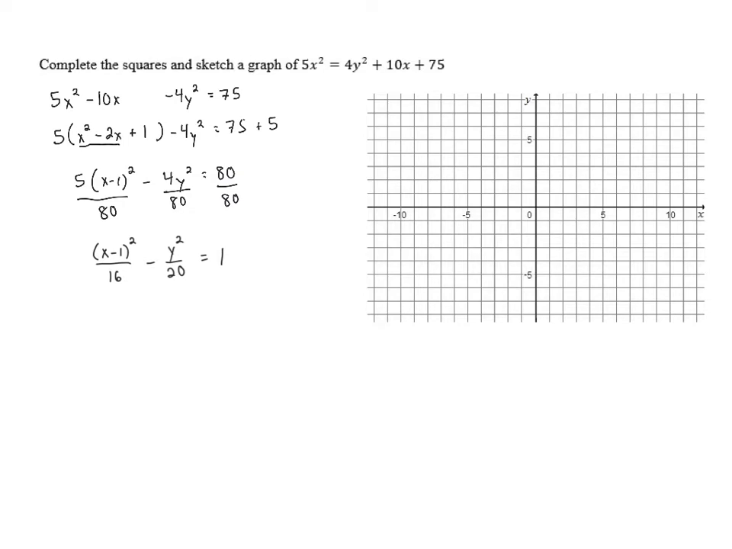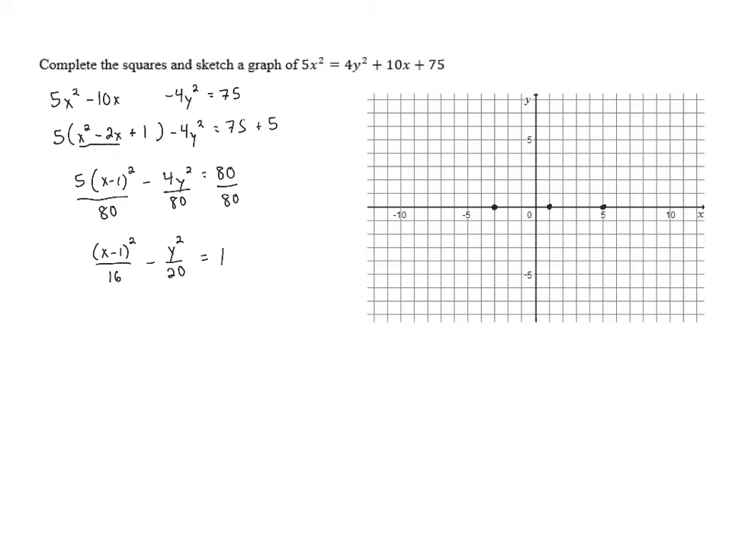And this is going to be a hyperbola that's opening up horizontally. It's also going to be shifted 1 unit to the right, so the center is going to be at the point 1, 0. Now we need to draw the vertices and the central box and the asymptotes so we can sketch the graph. We see that a squared is 16, which means that a is 4. And so the vertices are going to be 4 units to the right and 4 units to the left of the center. And then we look and we see b squared is 20. So b is the square root of 20, which is about 4.5.